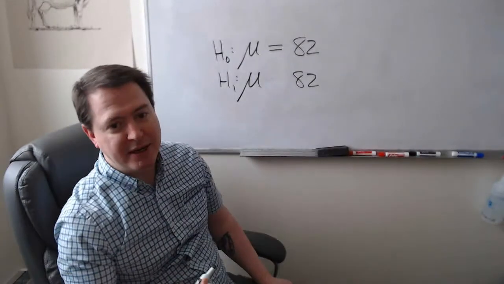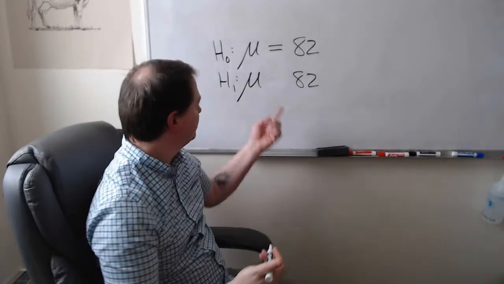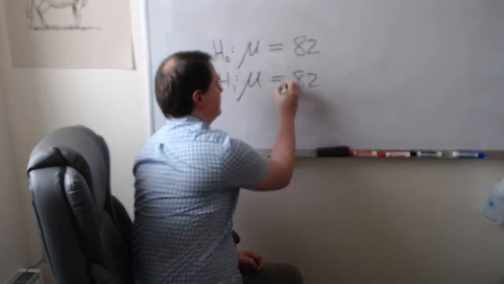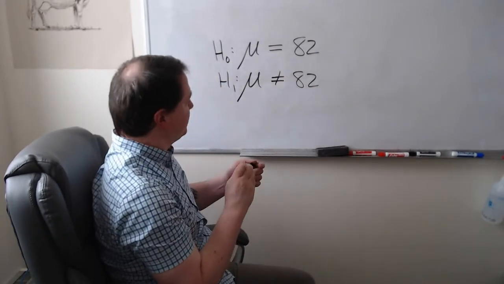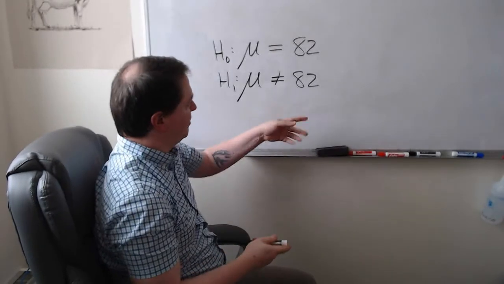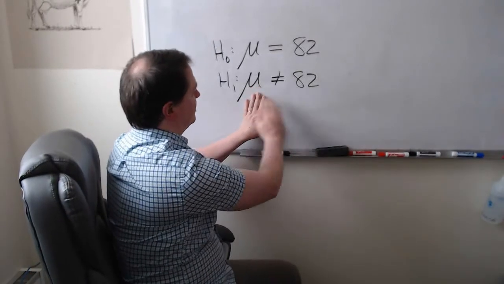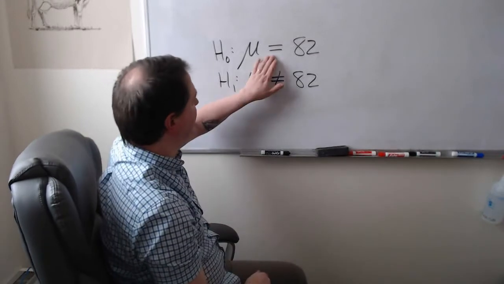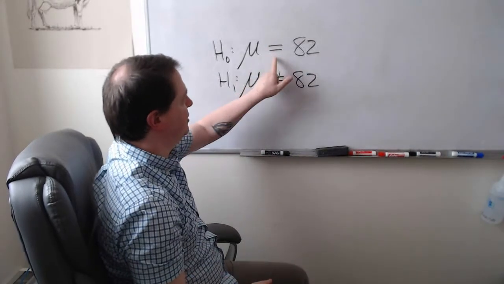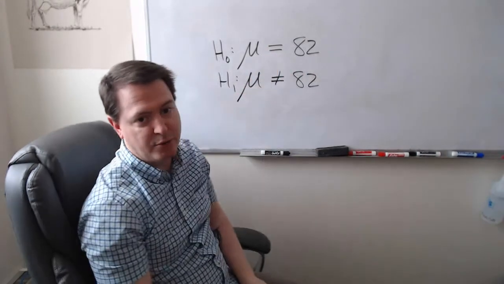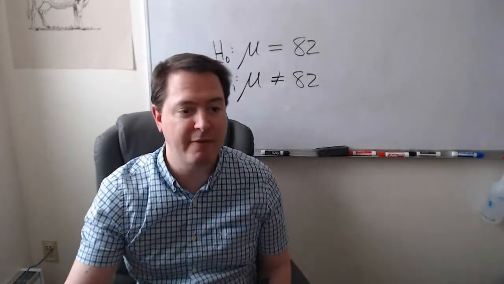So where's the only place I could put there's a difference? Well, right here. So this would mean there's a difference. It might be less, it might be more, I don't know. But if there's a difference, it would appear in the alternative hypothesis. I'm not allowed to put there's a difference in the null. This is always an equal symbol. So that's how I get through that first one.